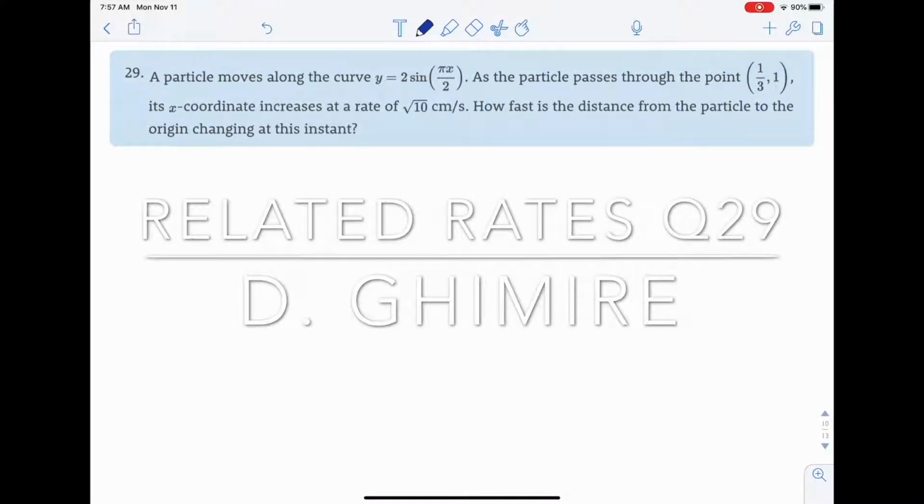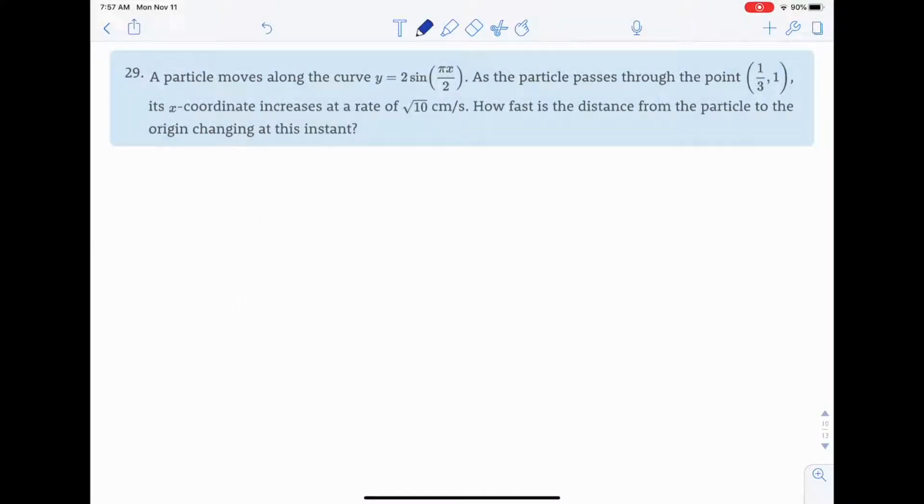A particle moves along the curve y equals 2 sine pi x over 2. As the particle passes through the point (1/3, 1), its x-coordinate increases at a rate of square root of 10 centimeters per second. How fast is the distance from the particle to the origin changing at this instant?